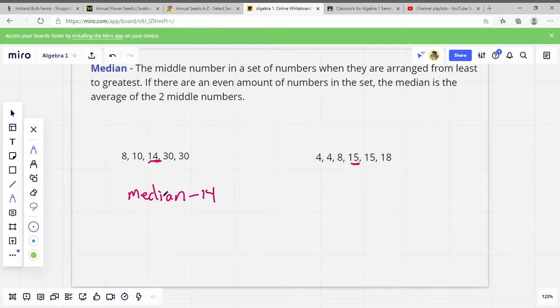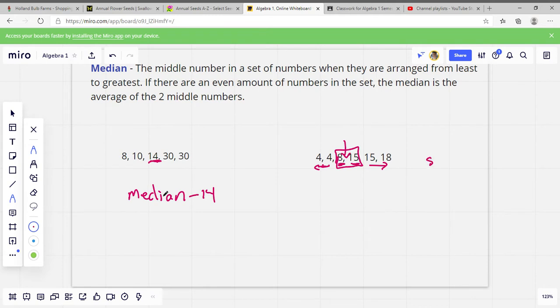There's our middle number. Oh, no, we've got two middle numbers. So this one has 2 to the left and 2 to the right. So 8 and 15 are two middle numbers. That means we have to find the average between 8 and 15. So what will go right in between 8 and 15?